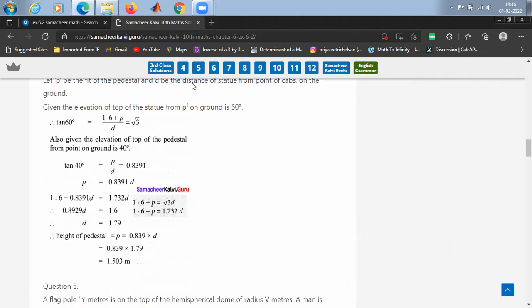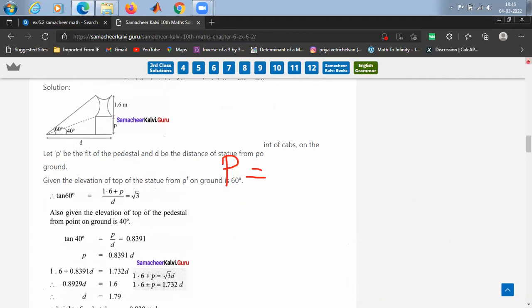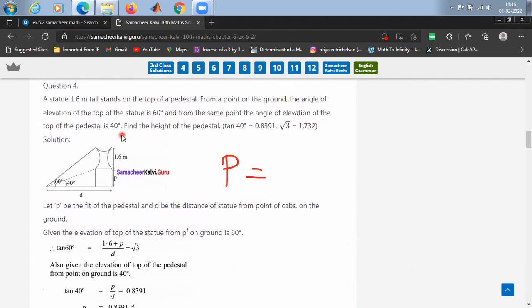So why do you need that? In our question, they are asking us to find the value of P. They're asking about the height of the statue, isn't it? Okay, they're asking about the height of the pedestal. They're asking about this. How can you find that?